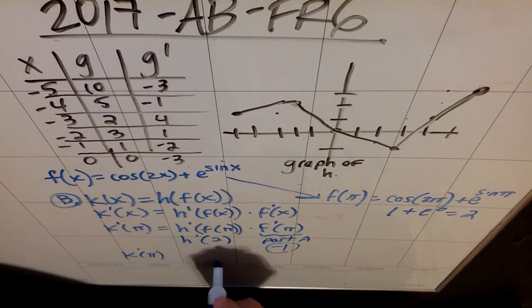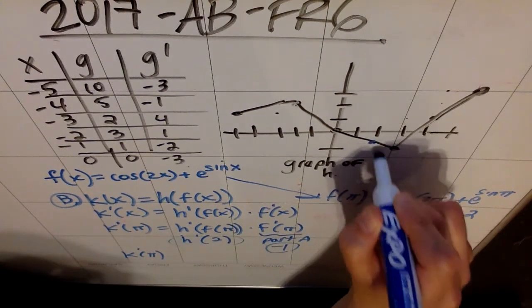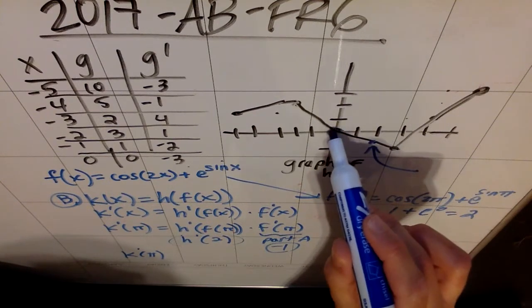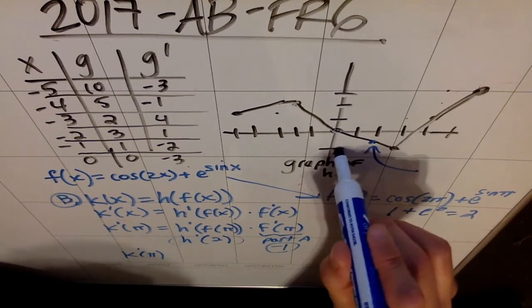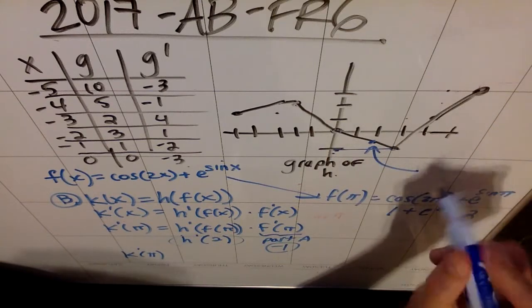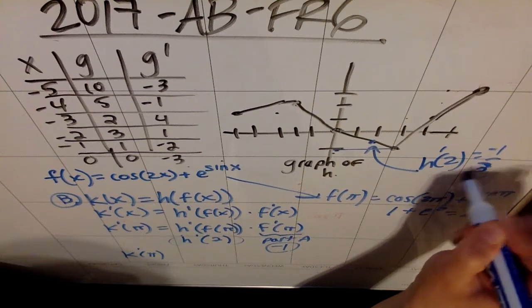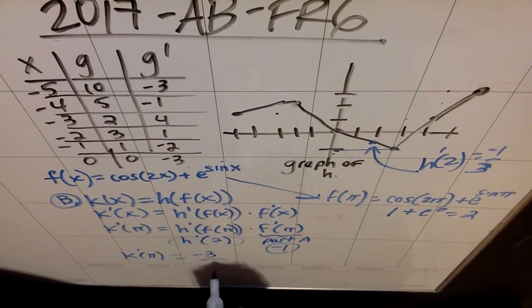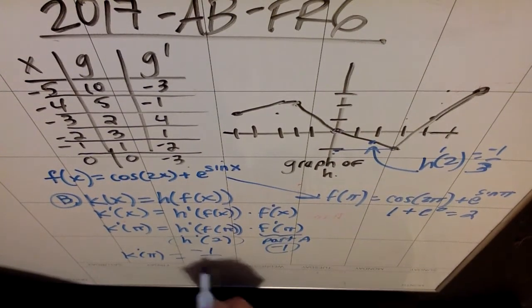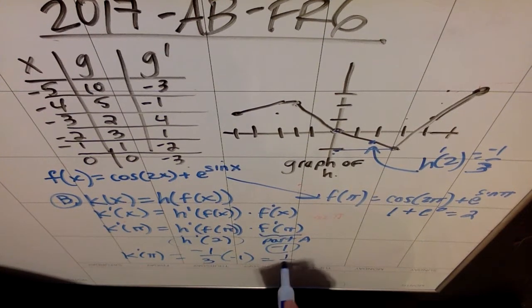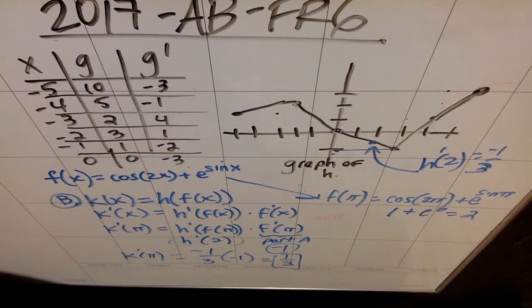H prime of 2 is the slope of this graph at 2. So if you want to find the slope of this graph, you do rise over run. This thing rises negative 1 and runs over 3. So h prime of 2 is a negative 1/3. So you're going to get negative 1/3 times a negative 1. So you should get 1/3. So your k prime of pi is a 1/3. Good times. All right. So nice of them to introduce a 4th function.